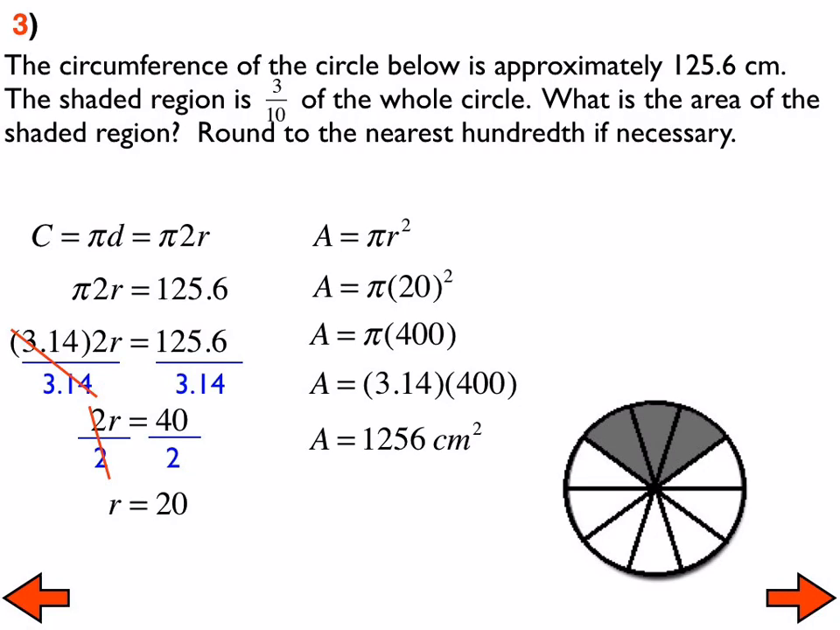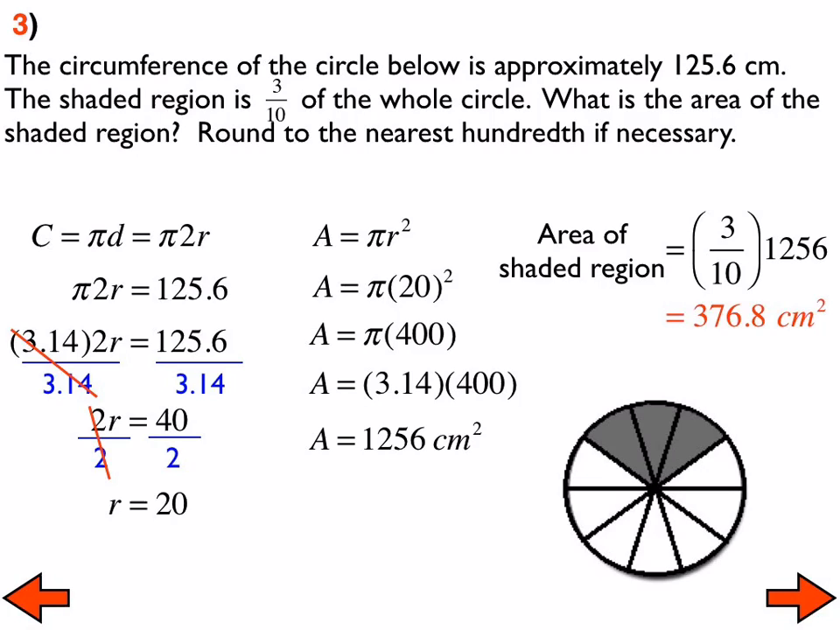So if the radius is 20, that means that the area will be 1,256 square centimeters. But that's the area of the entire circle. We're concerned with 3/10 of that. And so we could multiply 3/10 times 1,256. We could multiply 1,256 by 0.3. Either one of those will give you the same sort of deal. But we should end up with 376.8 square centimeters.